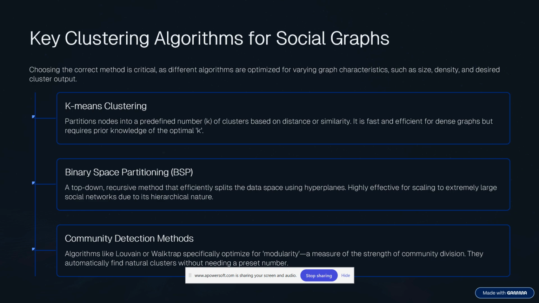Community detection methods, algorithms like Louvain or Walktrap, especially optimized for modularity, a measure of the strength of the community division. They automatically find natural clusters without needing a preset number.